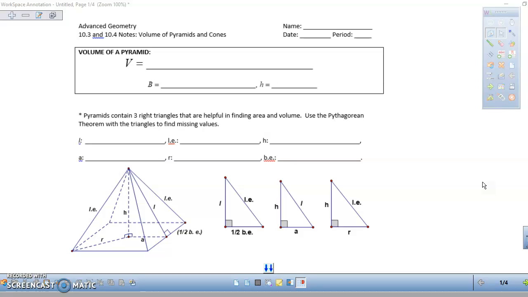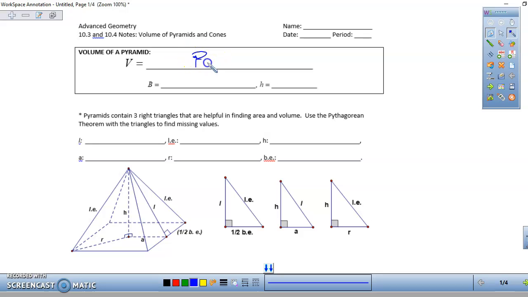So you should have just watched the demonstration with the water pouring, showing you how a pyramid with the same base is related to, the volume of that is related to the prism. So the volume of a pyramid is pretty straightforward. You are still going to do like a prism. You are still going to do a base area. So capital B is the base area, and then times the height of the pyramid.